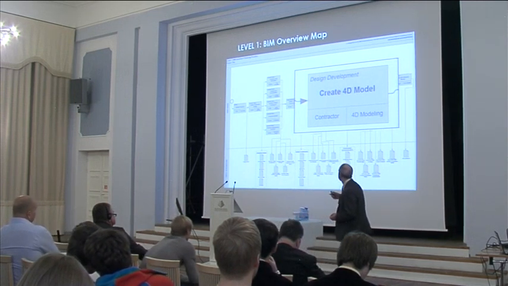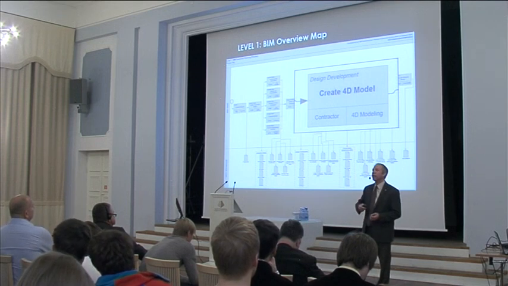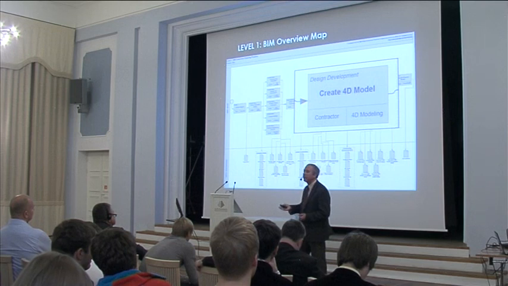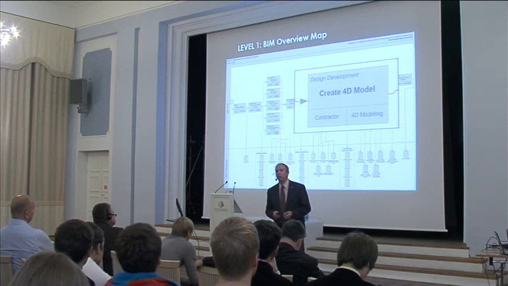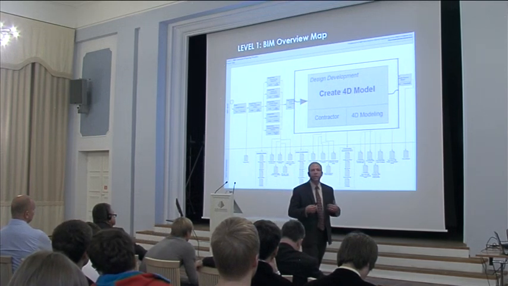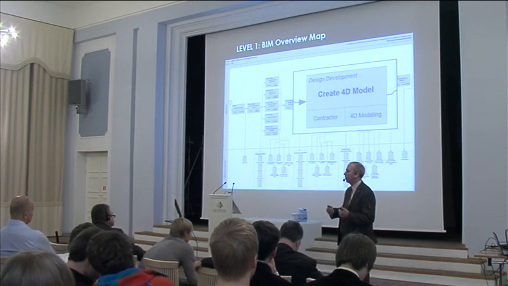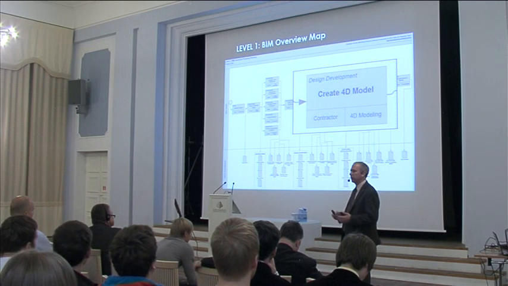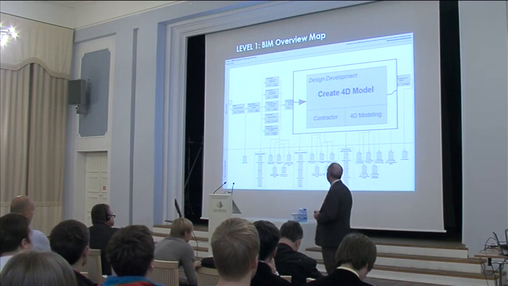And this is a process box just illustrating that the contractor would do this, and they would follow a more detailed 4D modeling process that I'll show you in just a minute. So this diagram is a level 1 process map that outlines each of those BIM uses that we were looking at in the previous step.